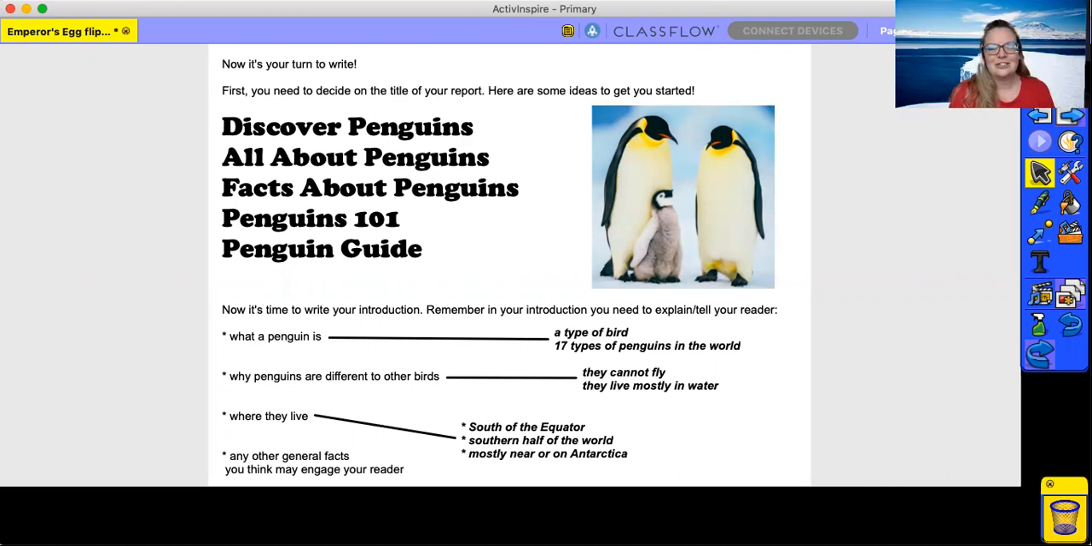Using the research from the different books on the Padlet, you'll be able to find answers to the following questions. I've typed some short, quick notes next to the questions, which will help you if you do not have access to a book. When you're writing your introduction, remember you need to explain or tell your reader these things in a factual way, making sure that it's really clear what you're trying to tell them.